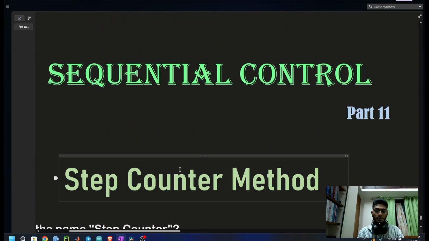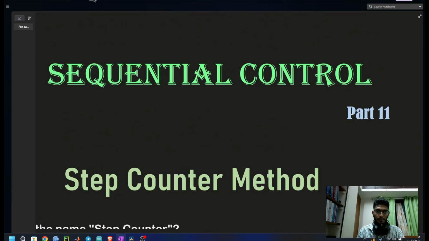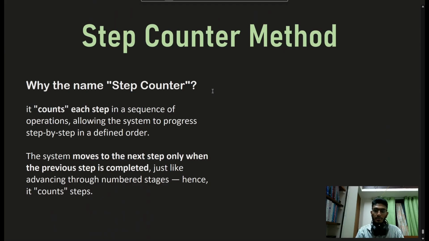Today we'll learn about the step counter method, but mainly why the name step counter. So basically it counts each step in a sequence of operations, allowing the system to progress step by step in a defined order. The system moves to the next step only when the previous step is completed, just like advancing through numbered stages, hence it counts steps.